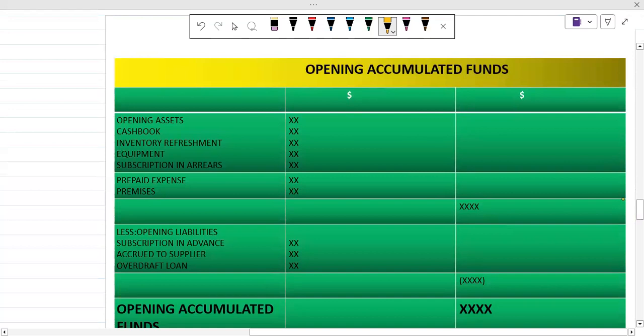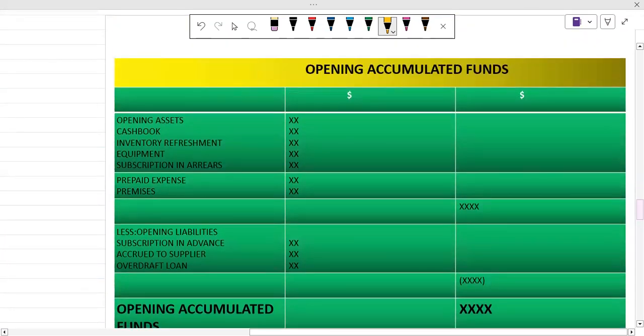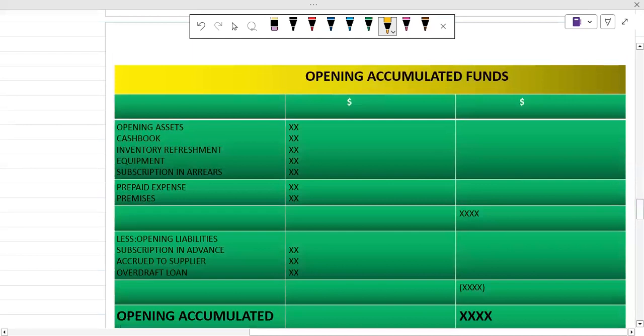opening accumulated funds. So what is this basically? Sometimes the examiner would ask how to find the opening accumulated fund. So what will we have to do? Basically, opening accumulated fund means what the fund was at the start of the year. Sometimes the examiner would ask to find the opening accumulated funds. It means what the accumulated funds were at the start of the year.